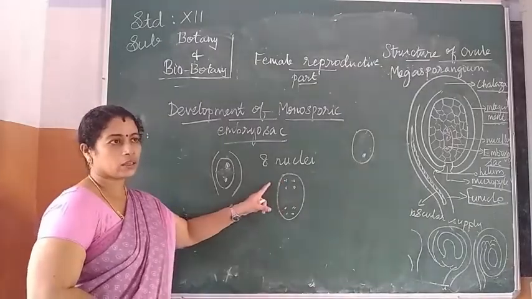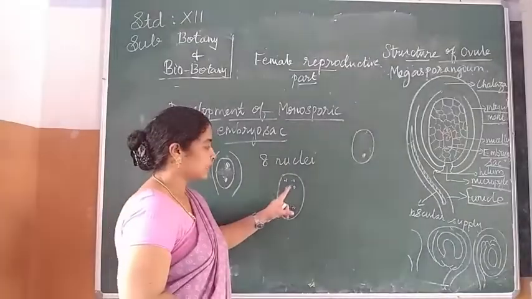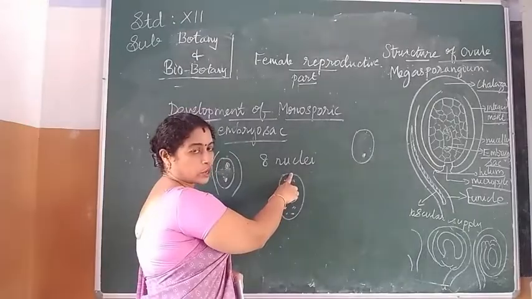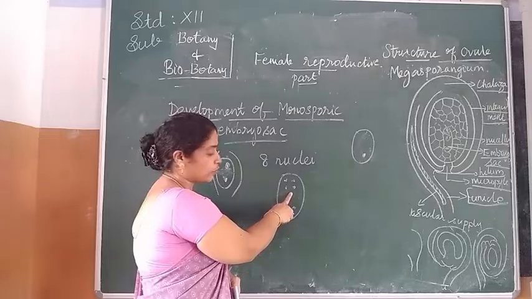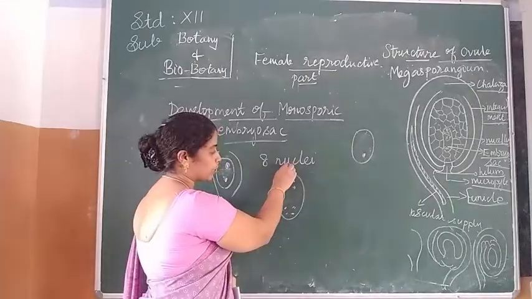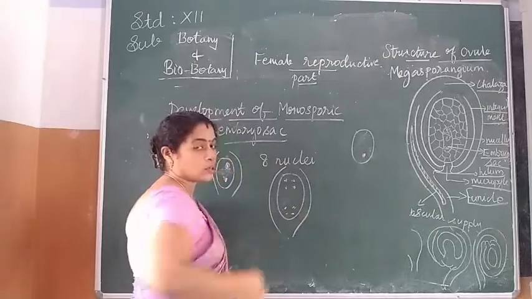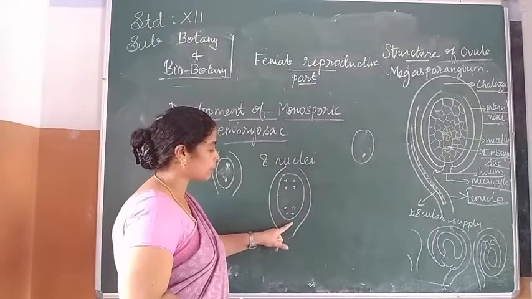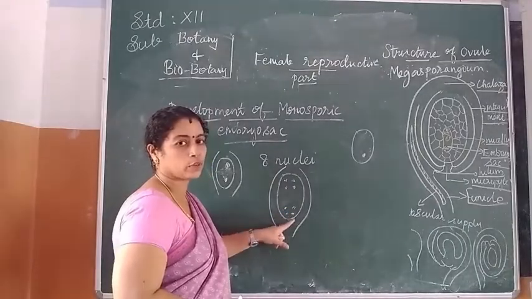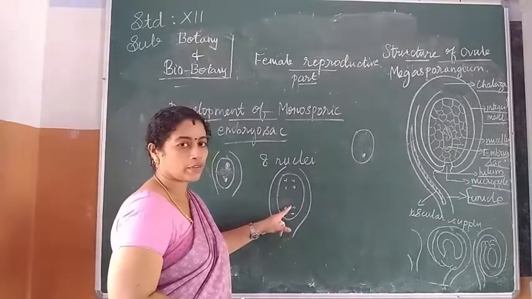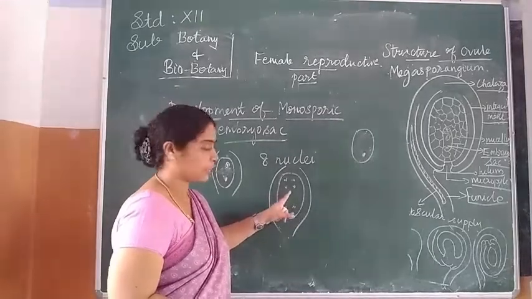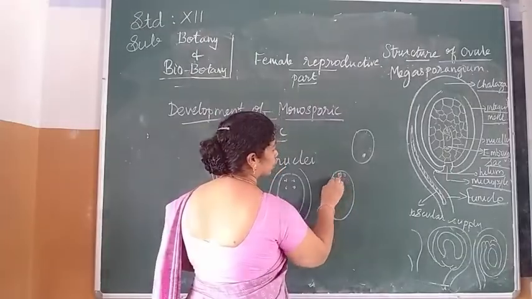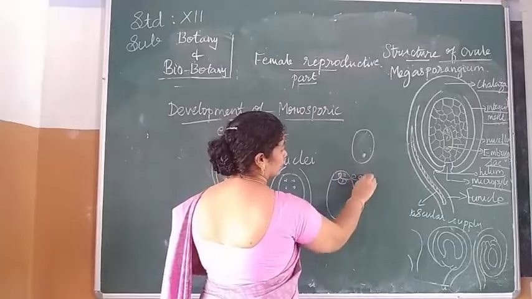Among the 8 nuclei, 3 will be joined together and one will be left free at the micropylar end. Three will be joined together, and the other one will be left free. From the chalazal end, here also the three will be joined together and one will be free. So at the micropylar end, it forms three cells forming the egg apparatus.